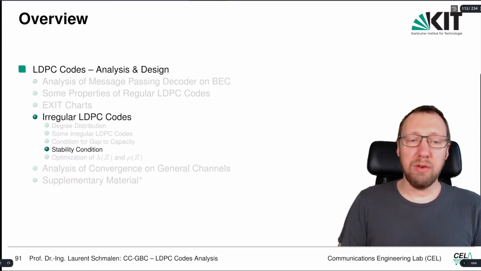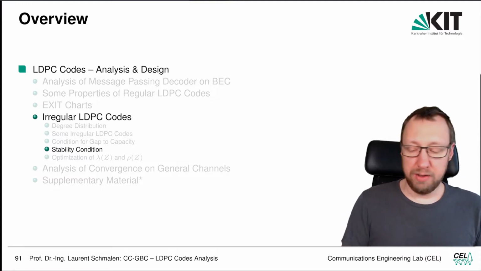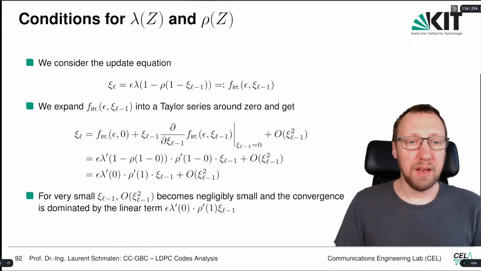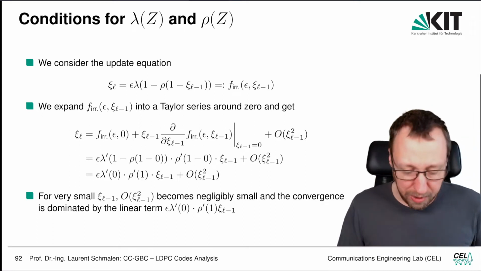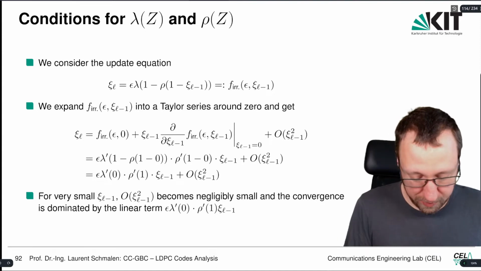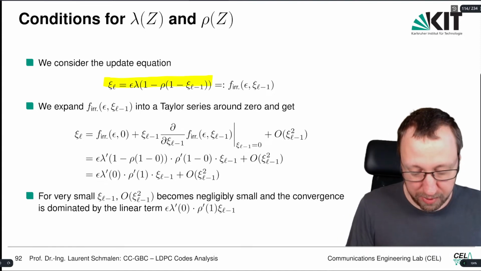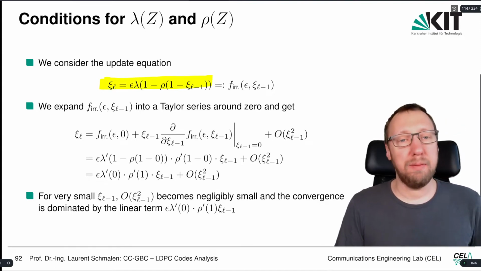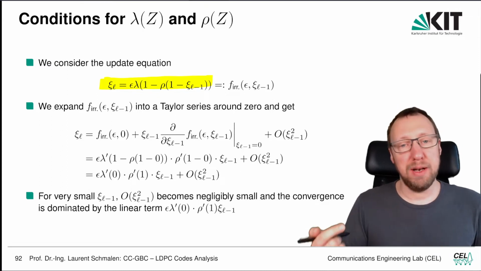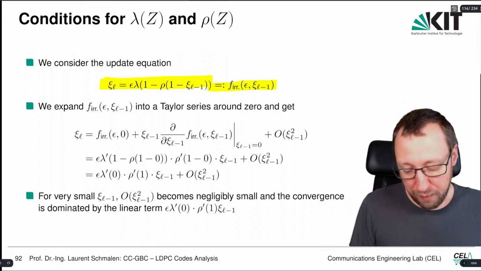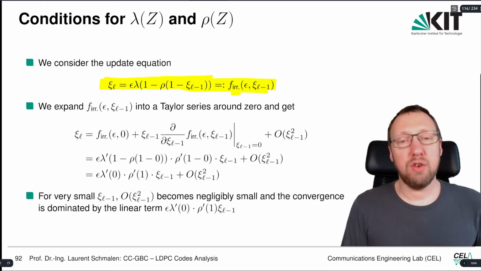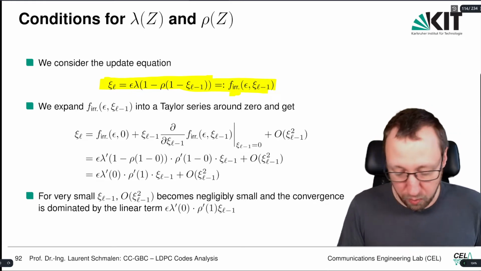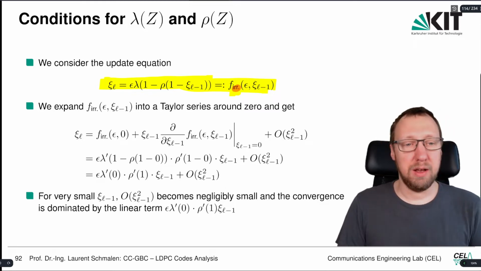So the next thing we're looking at is the so-called stability condition. So we start from the update equation. The update equation is simple. This one we know. So xi of l is equal to epsilon times lambda of 1 minus rho of 1 minus xi of l minus 1, or f of epsilon, xi. We put an irregular here to emphasize that we are working with irregular codes.